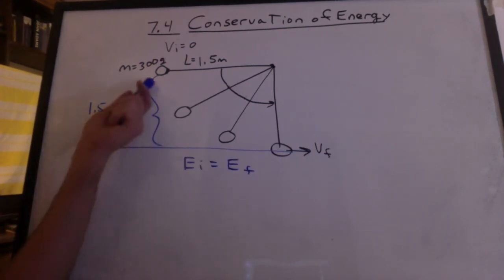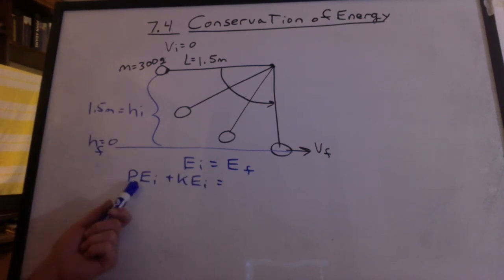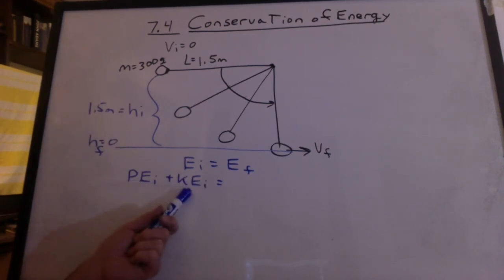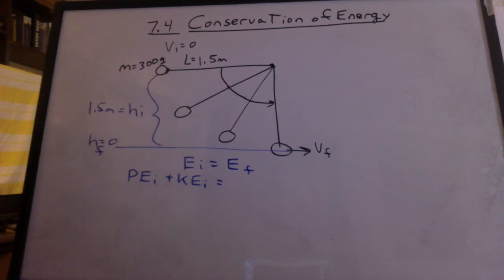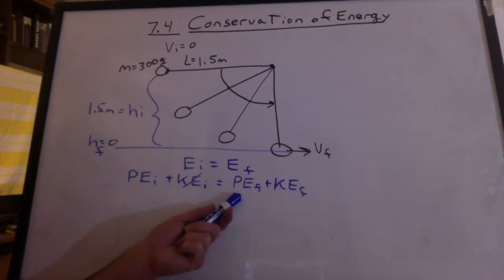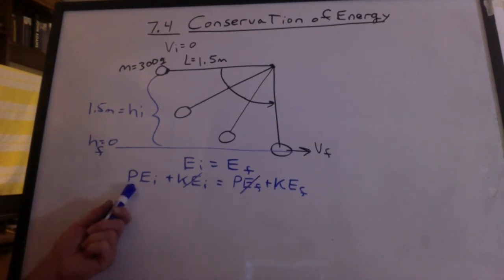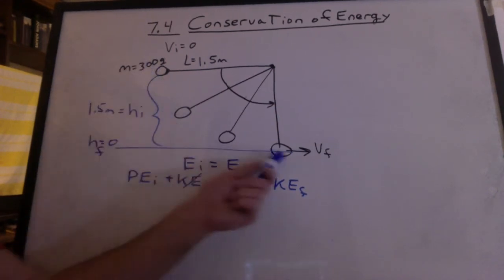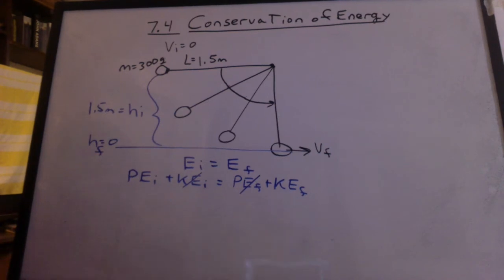So what kind of energy do we have in the beginning? Of course, we only have potential energy, and we don't have any kinetic energy because the velocity is 0. At the end, we don't have any potential energy because the height is 0. So we'll say the initial potential energy is all converted into a final kinetic energy.